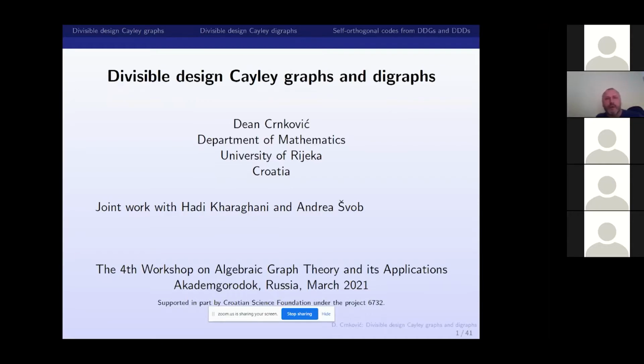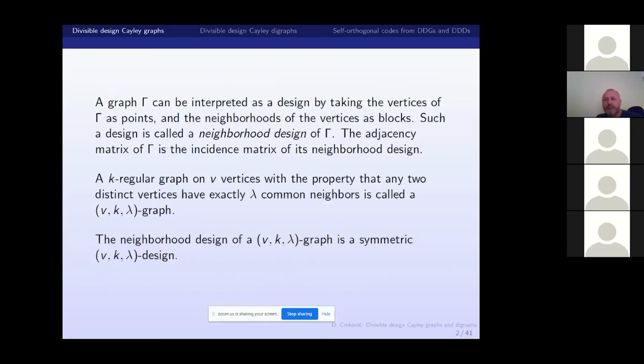So first of all, a graph can be interpreted as a design in such a way that we take the vertices of the graph as points and the neighborhoods of the vertices as blocks. That means that we look at the adjacency matrix of a graph as the incidence matrix of a design, which is then called the neighborhood design.